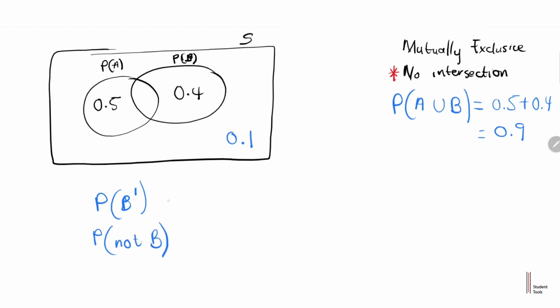So to determine what is not B, we'll have the 0.5 and 0.1 because B is 0.4. So we don't want 0.4, which is the B. We want what is not B. So it will be 0.5 plus 0.1, which is equal to 0.6. So the probability of B complement is equal to 0.6. And that is just how we tackle this question.